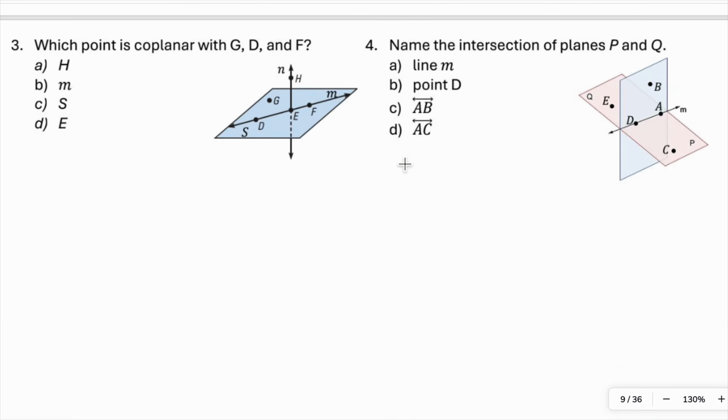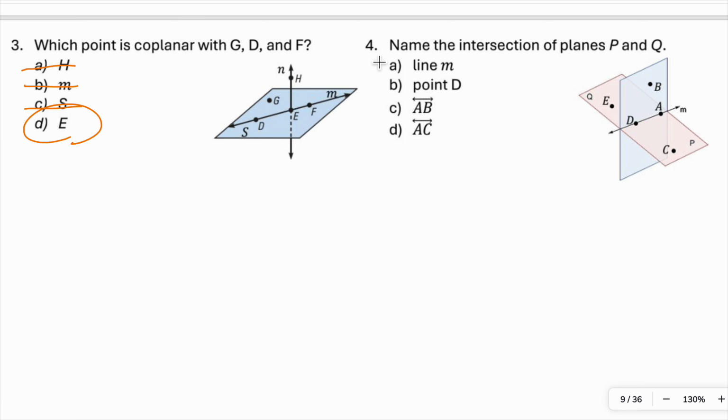Number 3, which point is coplanar with G, D, and F? H is out of the plane. M is a line number, and S is the name of the plane, so only option here would be point E. Number 4, name the intersection of planes P and Q.